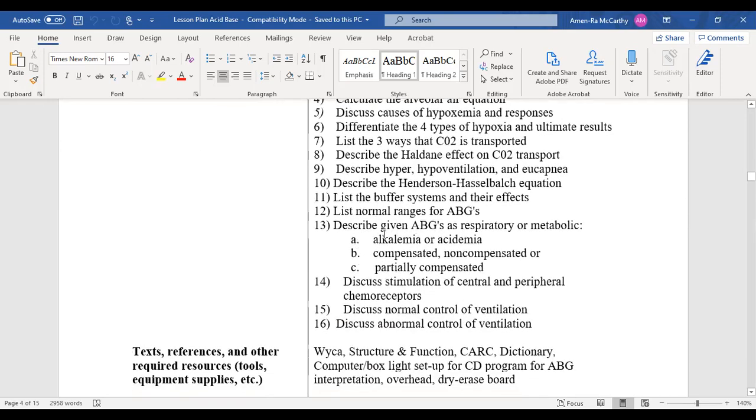Describe given ABGs as respiratory or metabolic. If it's a CO2 problem, it's a respiratory problem, because CO2 is AKA respiratory, AKA acid, AKA ventilation. Remember I taught you that? This is where it comes into play. Okay, this is where it really comes into play.